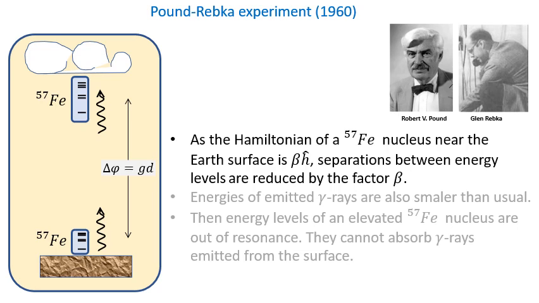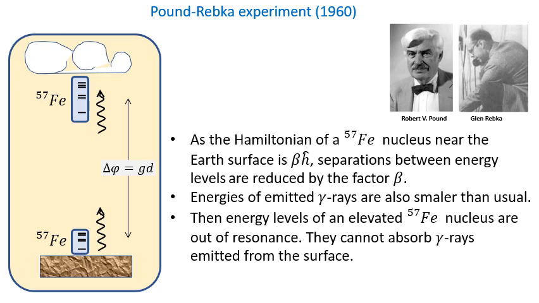This effect was confirmed experimentally in 1960 by Robert Pound and Glenn Repka. If the physical system we are talking about is a nucleus of iron atom, then near Earth's surface the separations between its energy levels are expected to shrink by the factor beta. Energies of gamma rays emitted in transitions between these energy levels also decrease. But for another iron nucleus at a higher elevation, the factor beta will be closer to unity. Energy gaps will be larger and out of resonance with gamma rays emitted from downstairs. Then the upstairs iron nucleus will lose the capability to absorb these gamma rays. The theoretical value of the beta factor was confirmed in an ingenious Pound-Repka experiment.